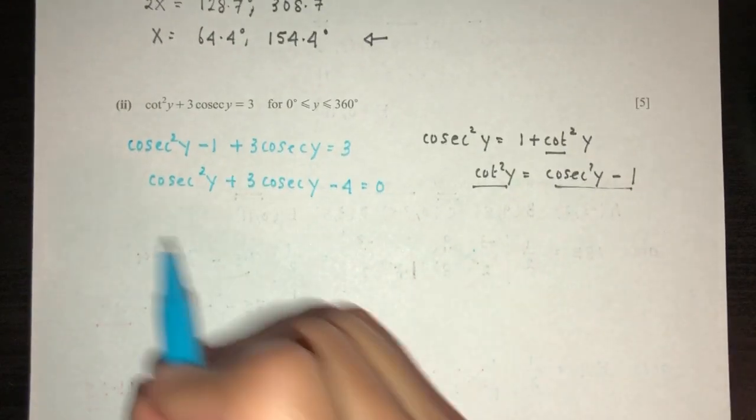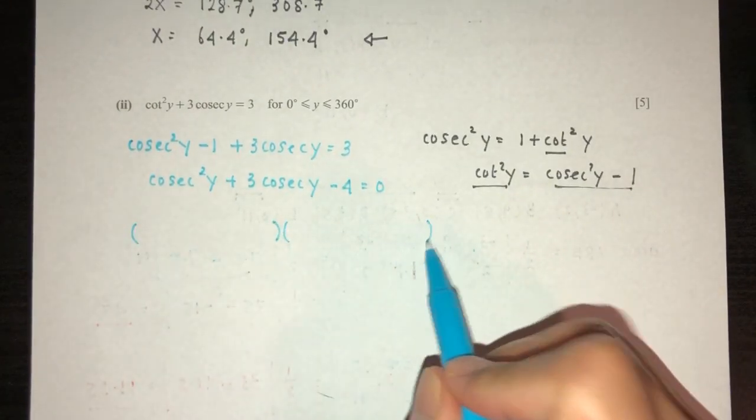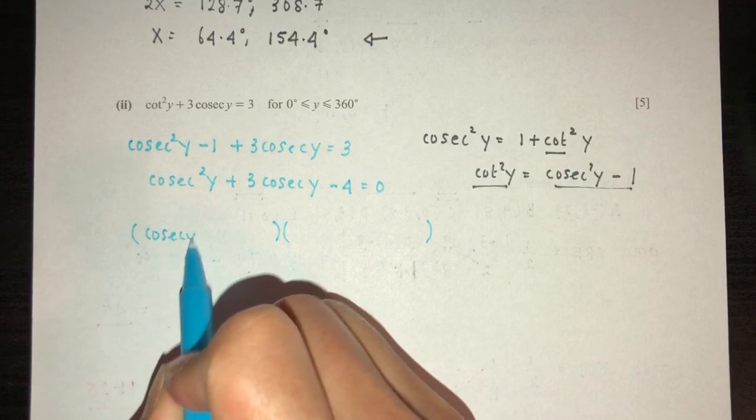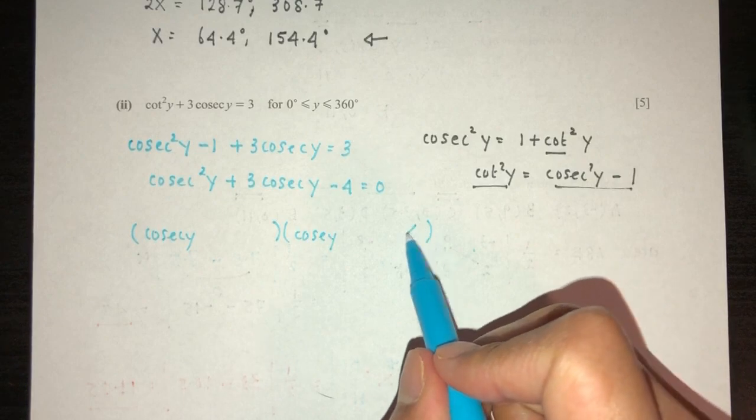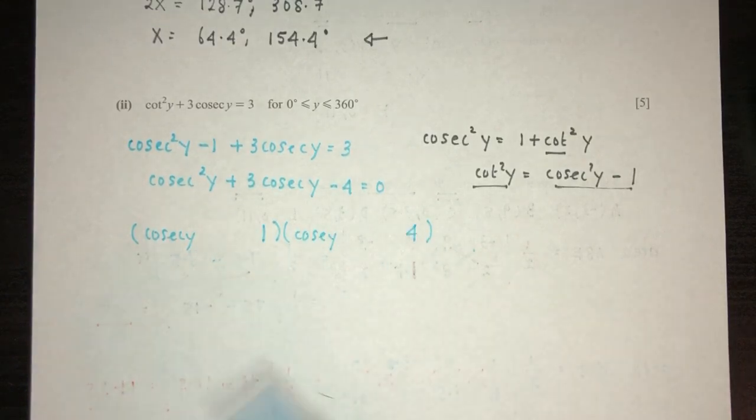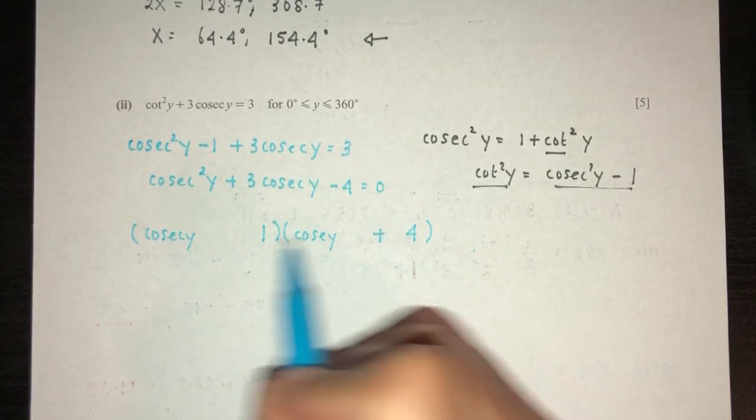Now we have to factorize. That will be cosec y and cosec y. 4 is 4 times 1, right? Now to get plus 3, we have to have plus 4 minus 1.